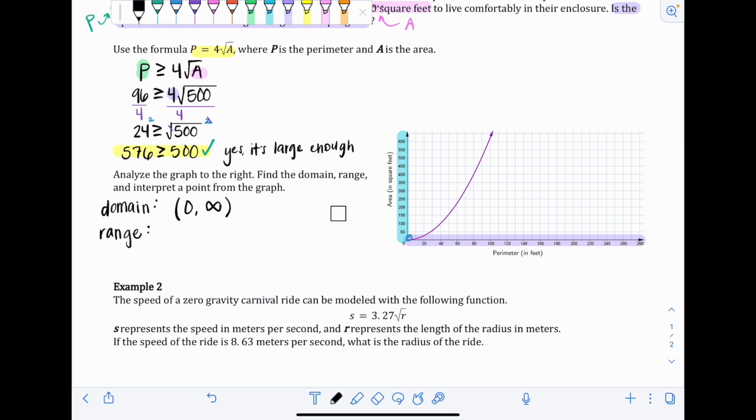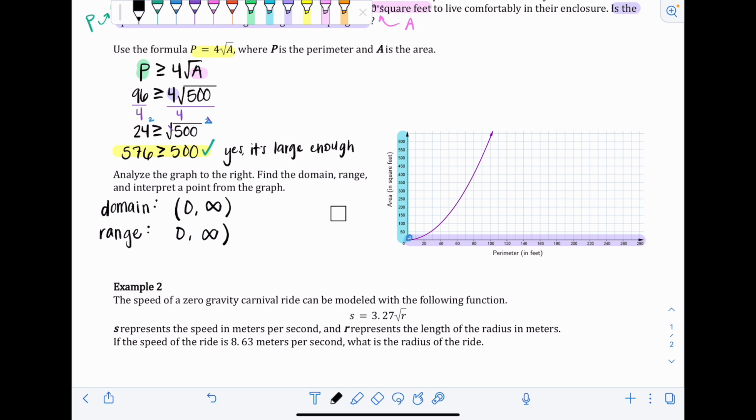This graph is not going to continue down through here because if it was negative in terms of y, that would mean we have a negative area. You can't have a negative area. So it looks like our range is starting at 0 on the y-axis and it's going up from there. So if it's going up indefinitely, it'd be going to infinity. And then parentheses around infinity because we can't include it.